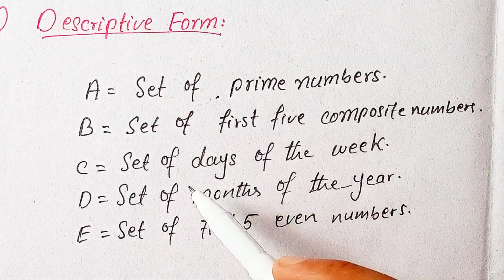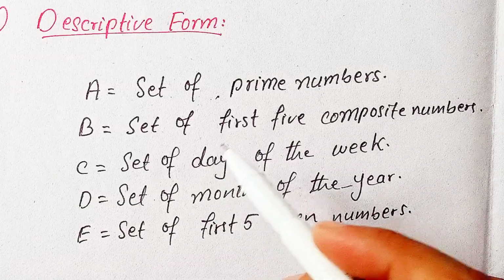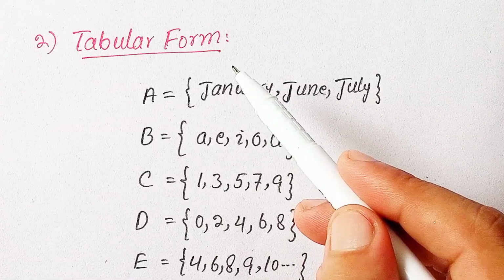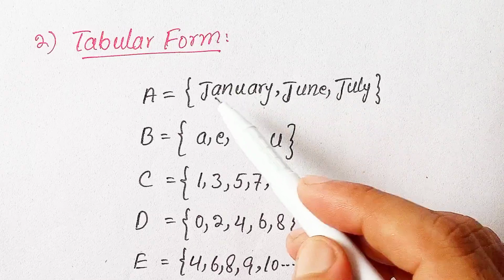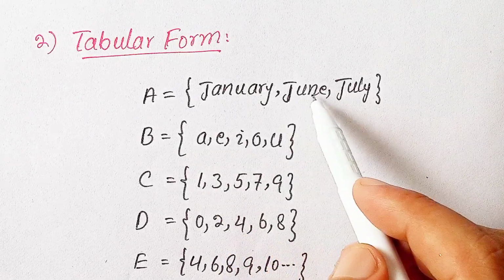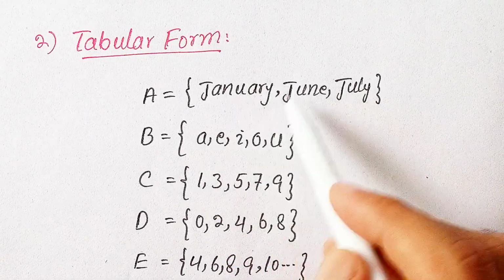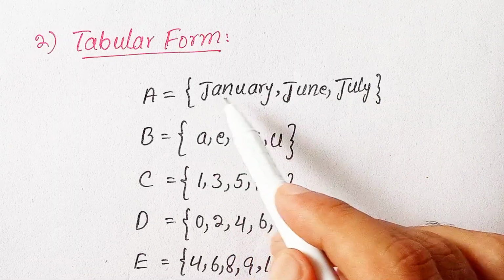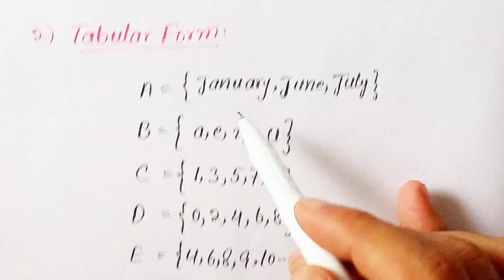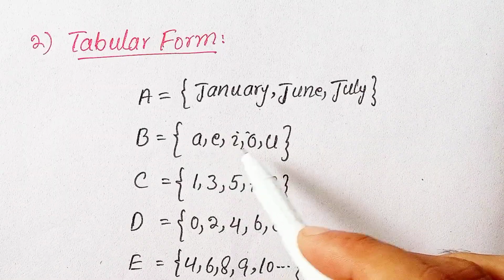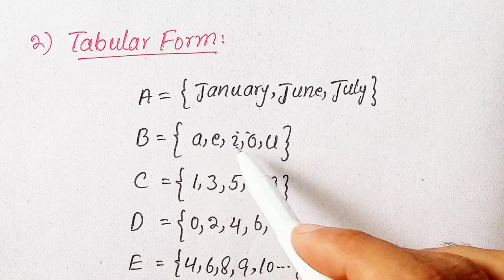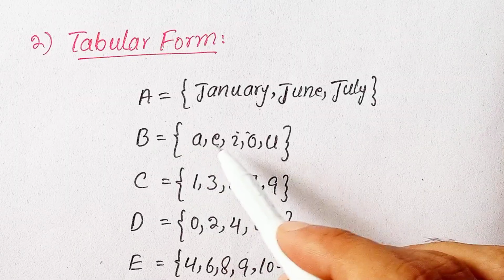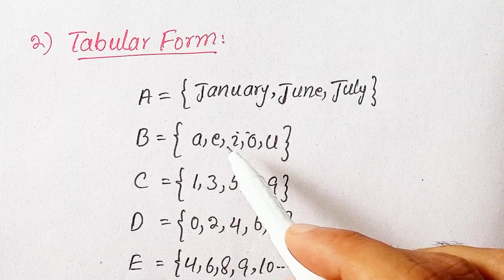Now we are going to go over the tabular form of sets. In tabular form, elements are placed within curly brackets and separated by commas, just like set A, which contains January, June, and July. So set A is the set of the months of the year that start with J. Set B is a set of vowel letters, so A, E, I, O, and U are the elements or members of set B. So this is the tabular form of set B.